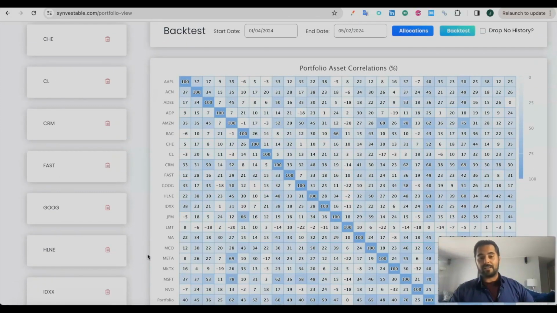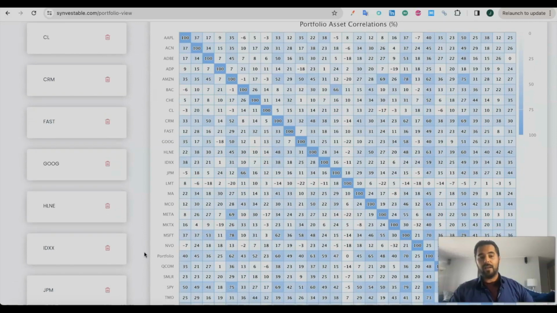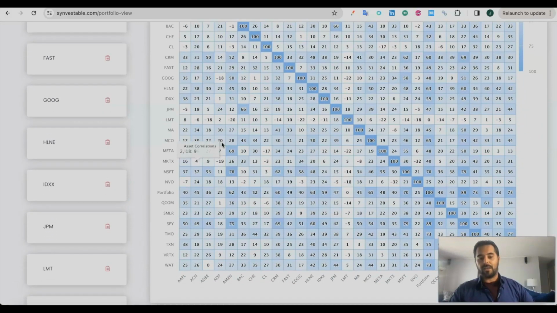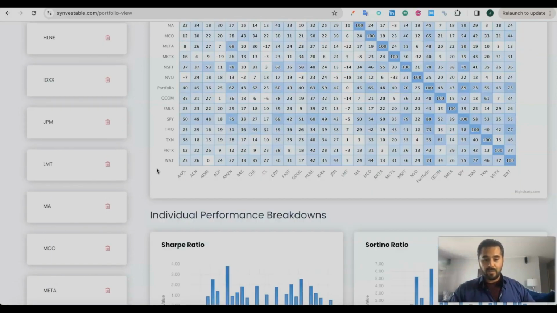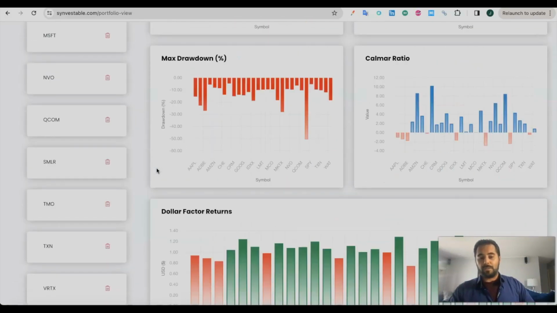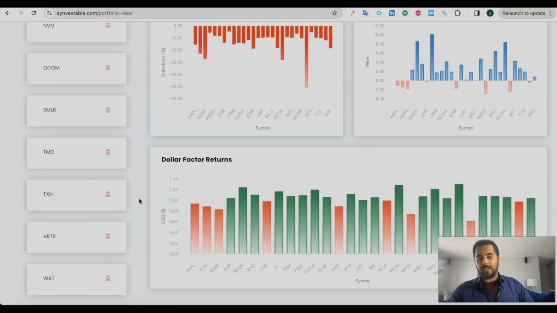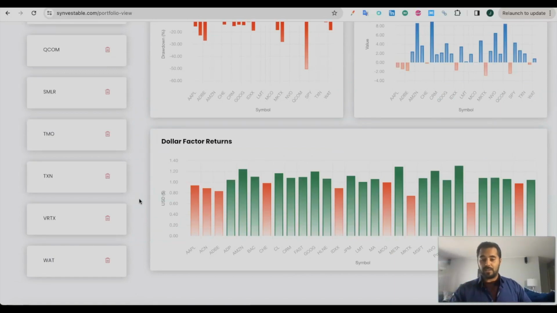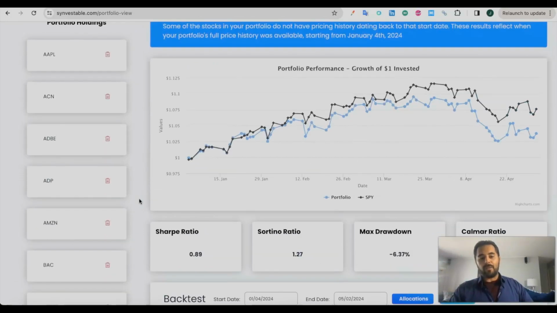I can see all of my asset correlations, so I can see how correlated each one of these stocks is to each other. The higher the number, the more correlated they are. The lower the number, they're anti-correlated, so they move in different directions. And then I can see individual performance breakdowns across all my quantitative factors and then dollar factor returns, which I'll explain. So right now, my portfolio is underperforming the market.